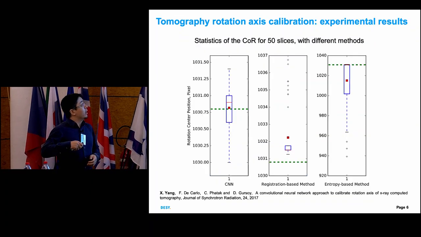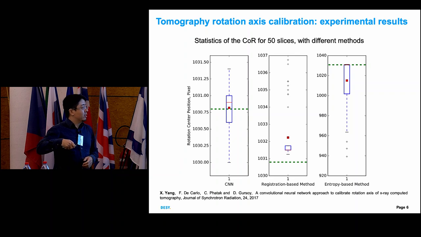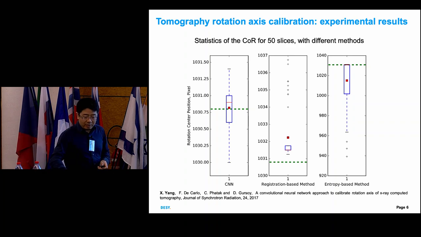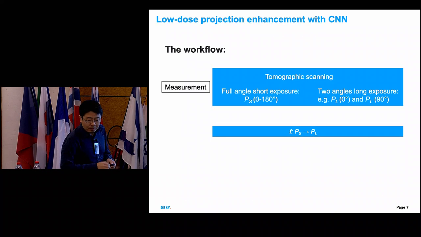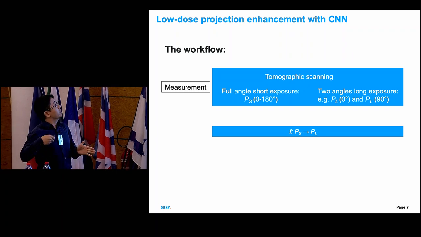With this algorithm, we compared with classical algorithms, and here you can see we got very high accuracy, maximum 1 pixel away from the ground truth. For the classical algorithms, like the very popular entropy-based method, sometimes you get 100 pixels away from your ground truth. So this is one example. And the second one is using the transformation model to do low-dose projection enhancement.